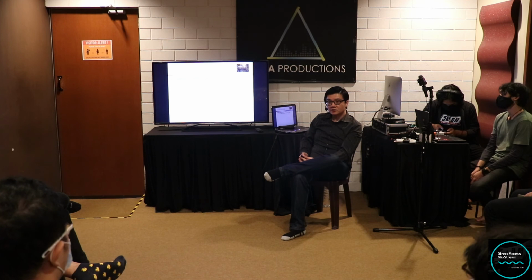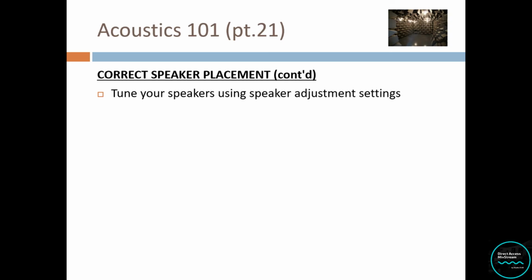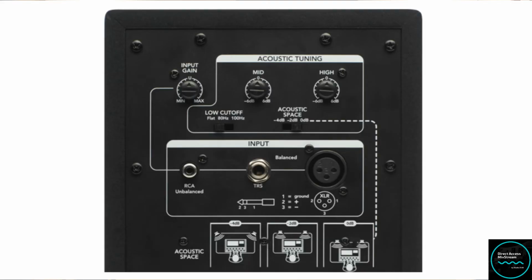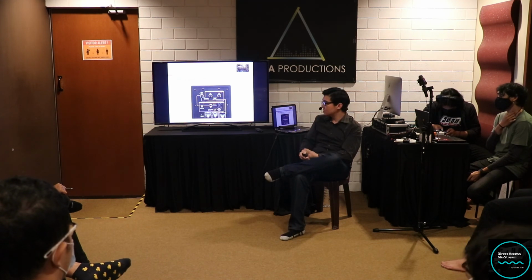Most speakers nowadays, or monitor speakers, have some kind of speaker adjustment settings, so you want to tune them according to your room. They will usually give you some diagrams and references, or in the manual they will state it, depending on how far it is from the wall, where it's located, and whether you are putting it on a table or on stands. You can always tune it at the back.